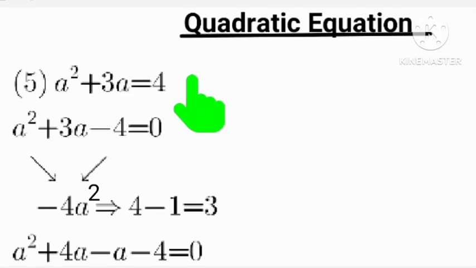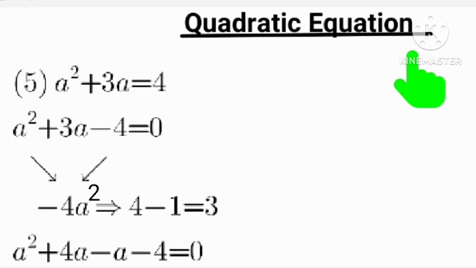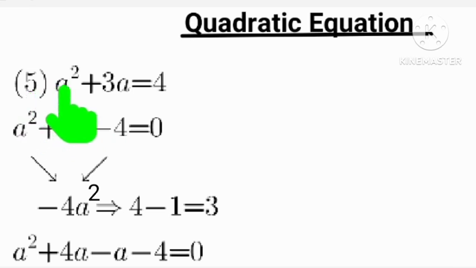Hi guys, welcome back to another video on quadratic equations. We're going to deal with more problems concerning solving quadratic equations using the factorization method. So here we have number 5: a squared plus 3a is equal to 4.